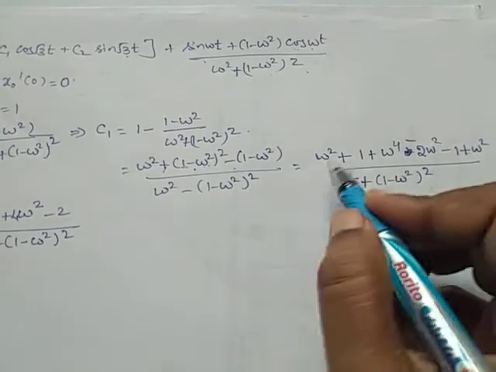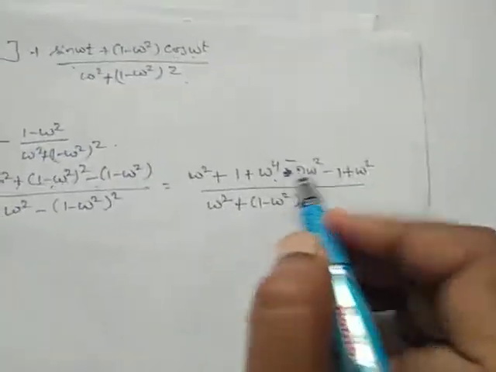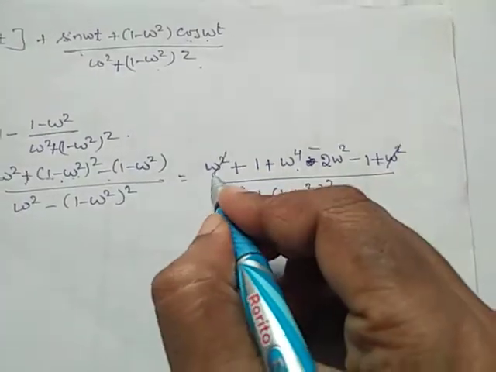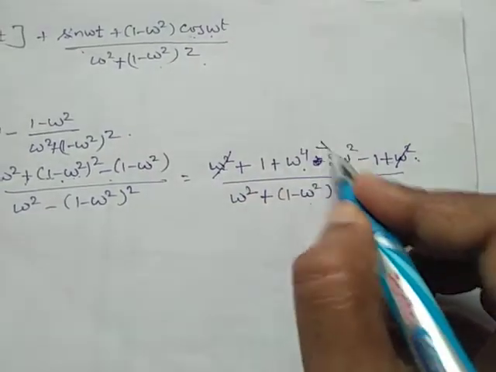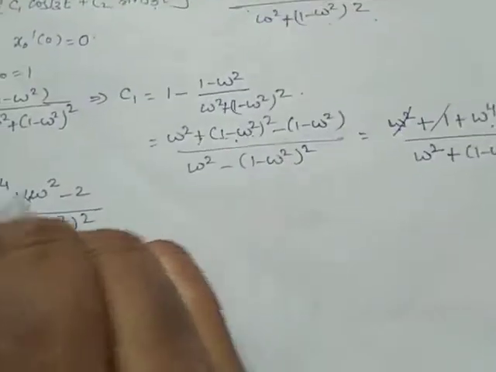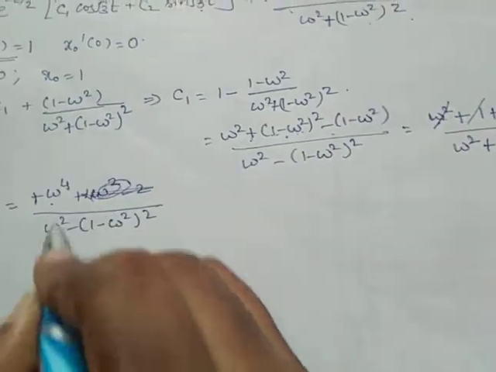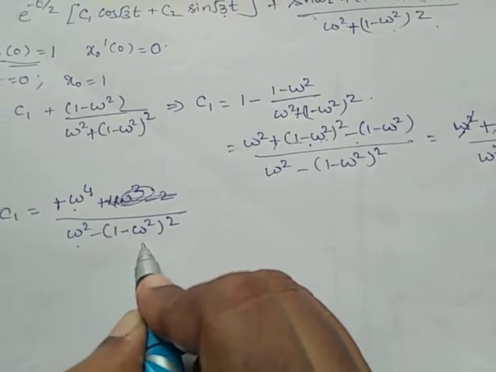So if we simplify this, we will get omega power 4 plus omega square, plus 2 omega square and minus 2 omega square will get cancelled. 1 also will get cancelled. So we will get only omega power 4 divided by (omega square minus 1 minus omega square) whole square.